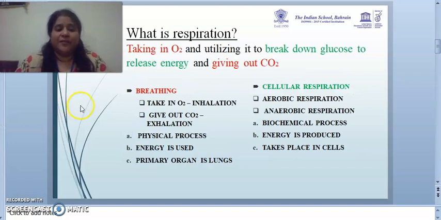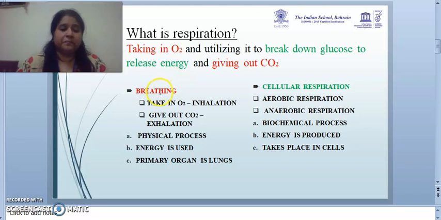So, what is respiration? Respiration is taking in oxygen and utilizing this oxygen to break down glucose to release energy, and the waste product carbon dioxide is given out. As you can see on the slide, I have highlighted certain words or phrases using two different colors other than black. Taking in oxygen and giving out carbon dioxide is highlighted in red, and breaking down glucose to release energy is highlighted in green. This means respiration is a general term which involves two distinct processes.